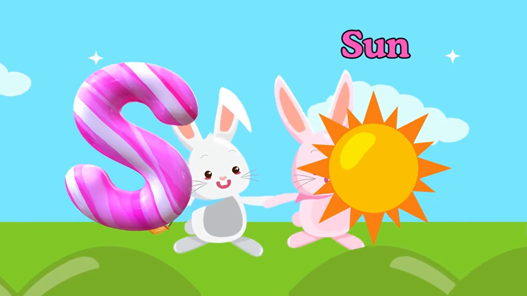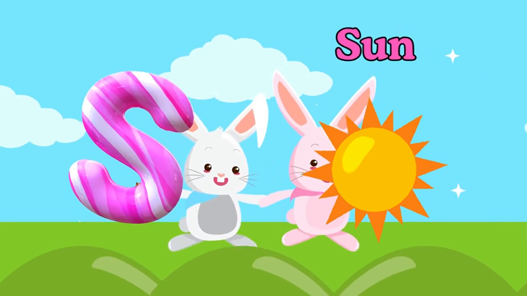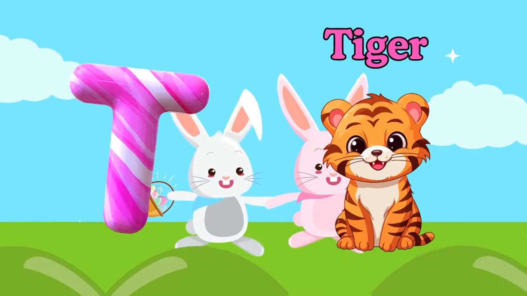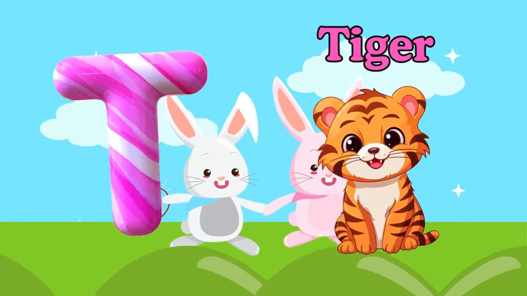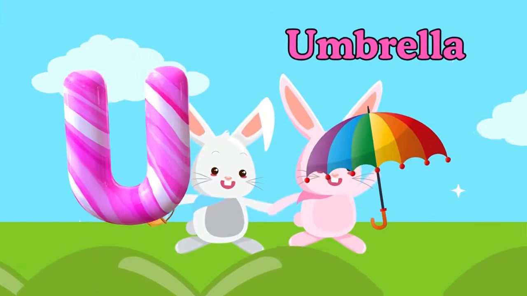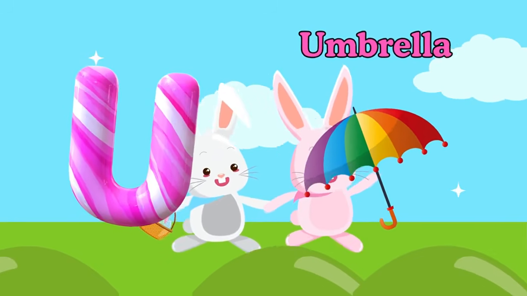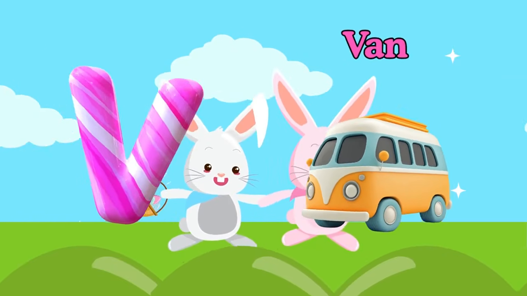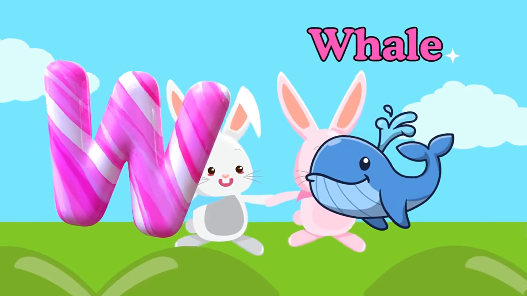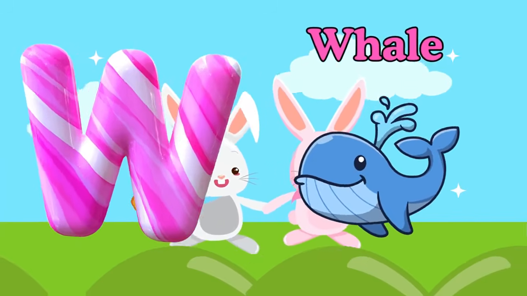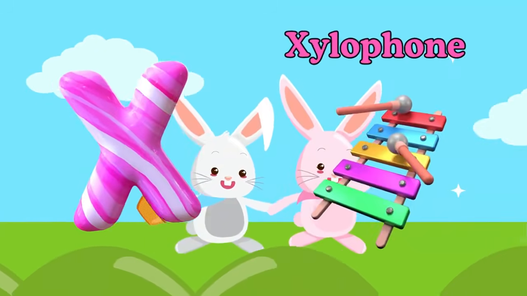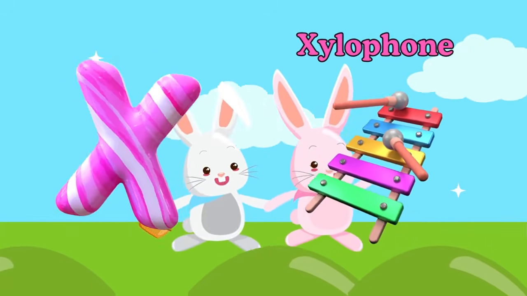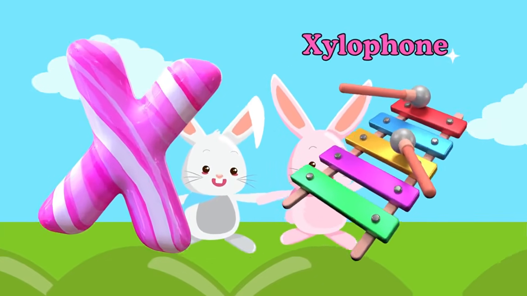Rabbit. R is for rabbit. S is for sun, sun. S is for sun. T is for tiger, tiger. Tiger. T is for tiger. U is for umbrella, umbrella. Umbrella. U is for umbrella. V is for van, van. V is for van. W is for whale, whale. W is for whale. X is for xylophone, xylophone. Xylophone. X is for xylophone.